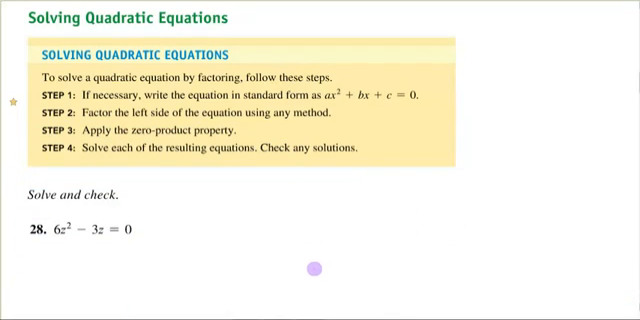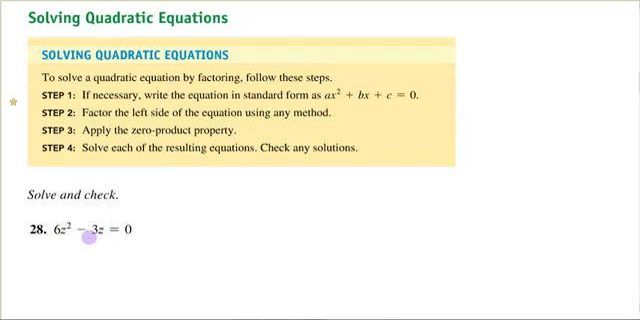Okay, let's say that we want to solve and check this. If necessary, write the equation in standard form. And this is in standard form. Everything is on one side equal to 0, and our exponents are descending. We have a z squared and we have a z to the first power. Step 2 is factor the left side of the equation using any method.